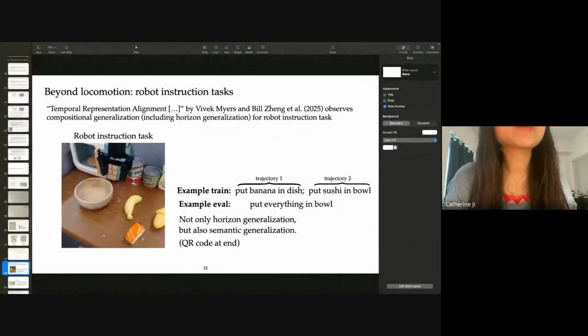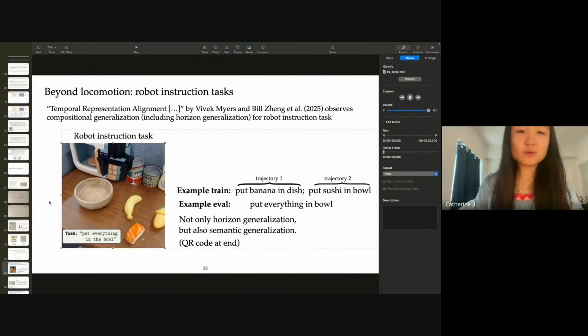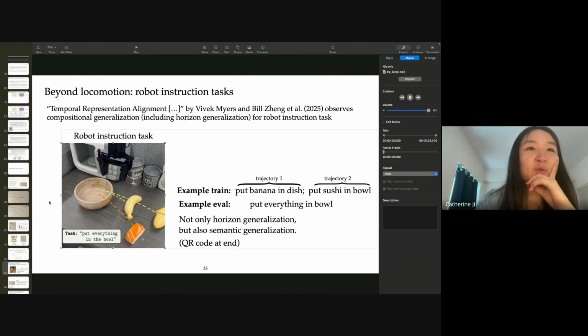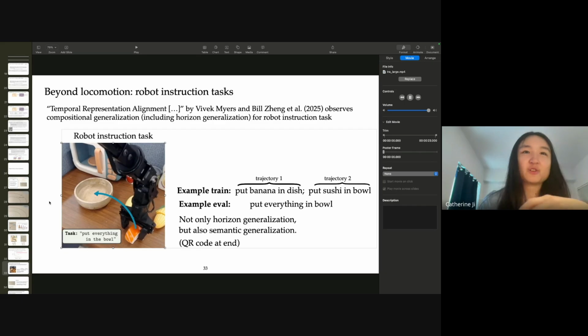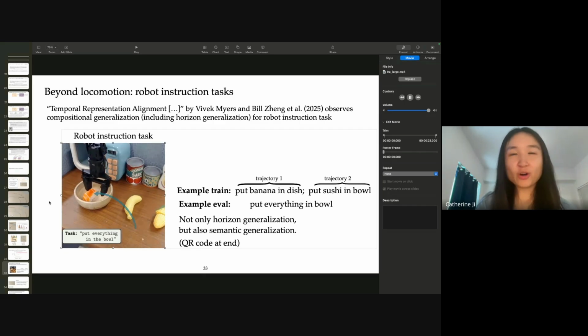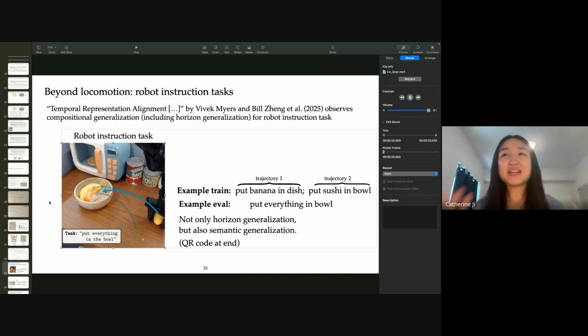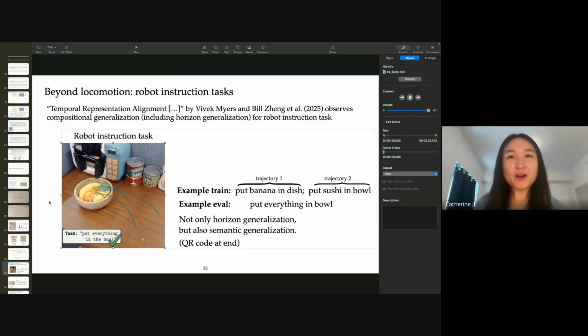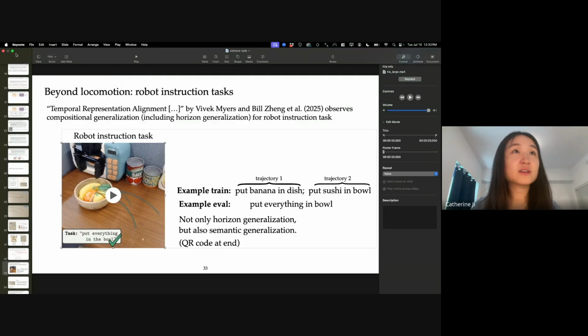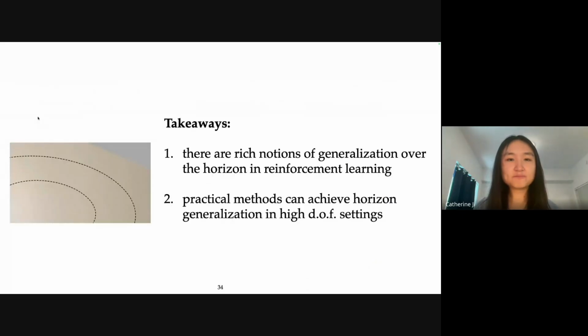Okay, cool, this works. So I'm just going to show this video that Vivek posted, in which we are giving the robot the instruction, put everything in the bowl, which includes a sushi, a banana, and a corn. However, this task never actually appears within train. The train tasks may include put banana in dish and separately put sushi in bowl. And so this robot is able to show generalization, not just horizon generalization, but also some form of semantic generalization. I'm going to include a QR code at the end for people who are interested. Okay, I'm going to keep presenting.